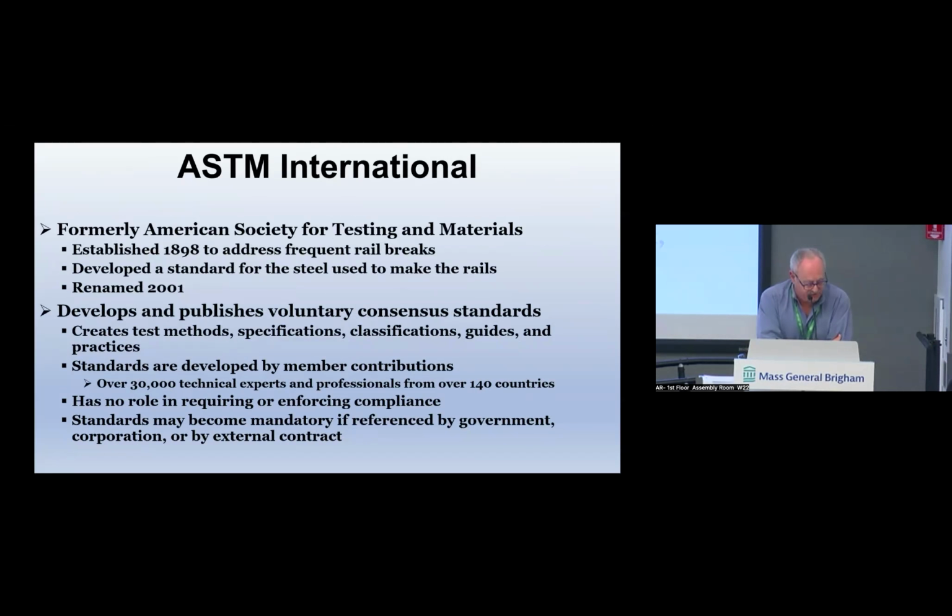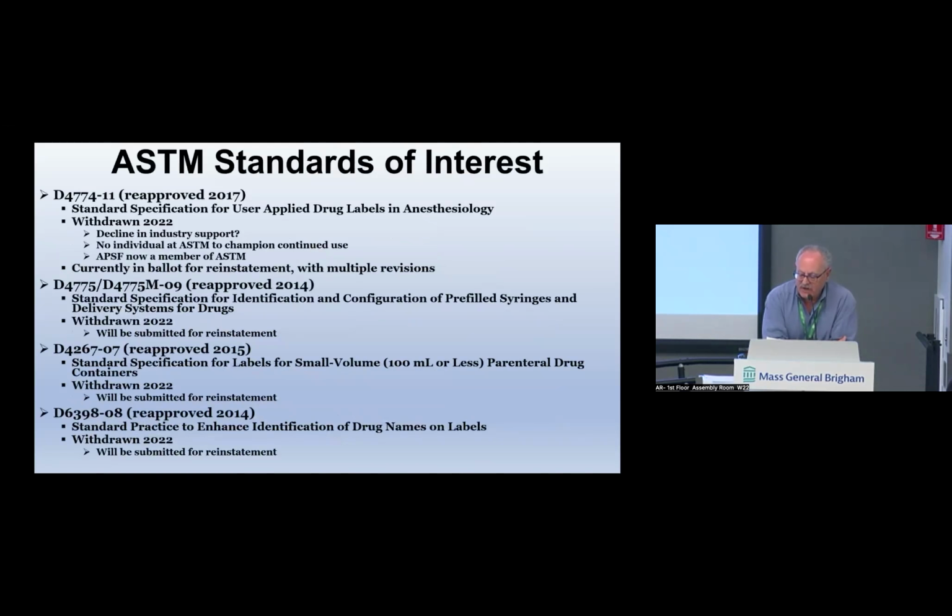ASTM develops and publishes voluntary consensus standards with the help of over 30,000 technical experts and professionals like myself. Under certain circumstances, the standards can become mandatory. The 4 standards shown here are the ones that are important to our work. D4774 provides specifications for user-applied syringe labels and is possibly the most relevant. Additional standards specify the identification and configuration of pre-filled syringes, labeling for small volume parenteral drug containers, and methods to enhance the identification of drug names on labels.